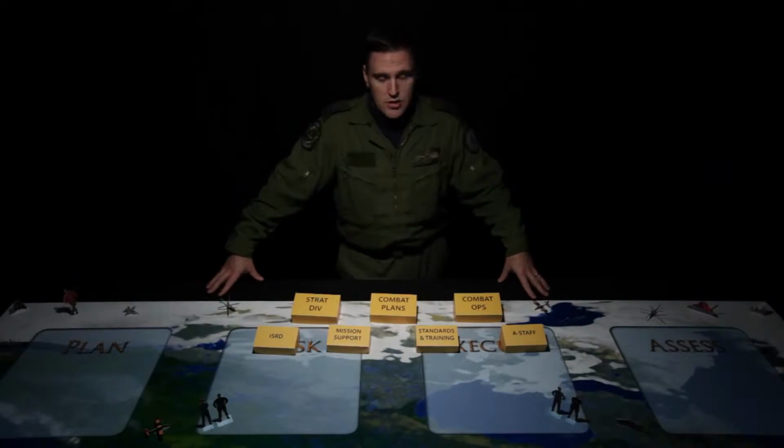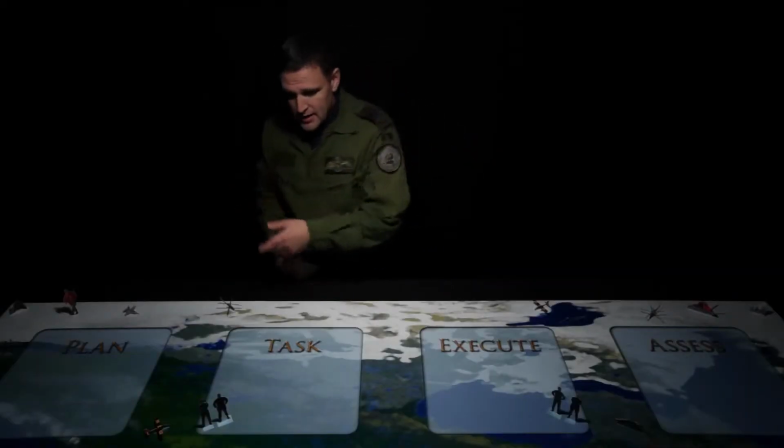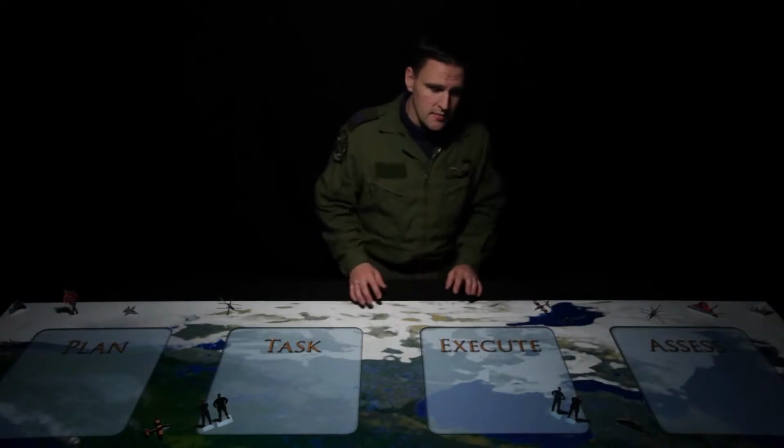This structure provides a framework for centralized C2 and decentralized execution using the Canadian Forces Air Tasking Cycle, which we call the NAP. The NAP provides a process for the Air Force to translate higher authority strategic guidance into detailed plans and tasks. Now let's take a closer look at the NAP. We've got plan, task, execute, and assess.